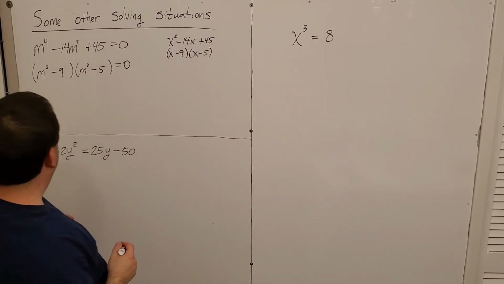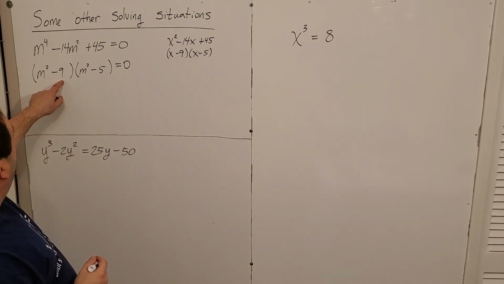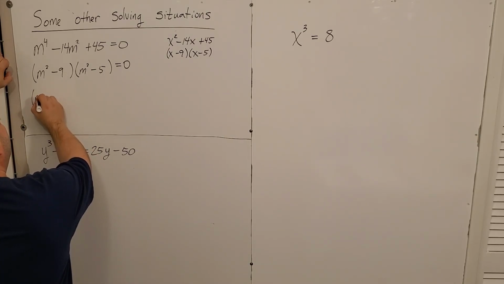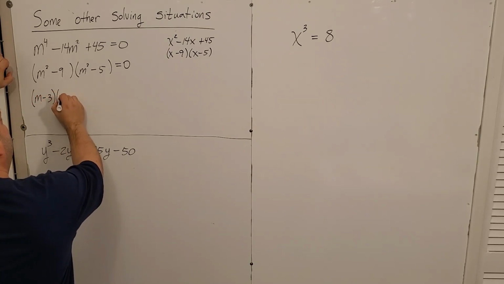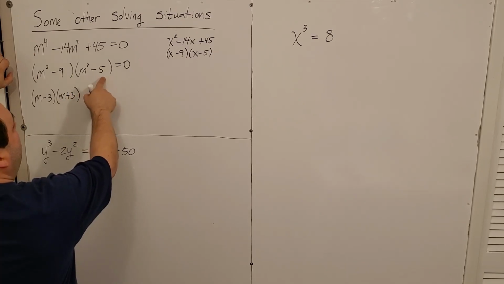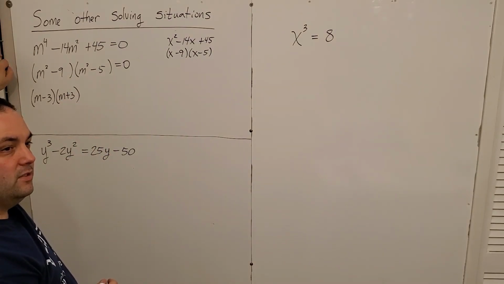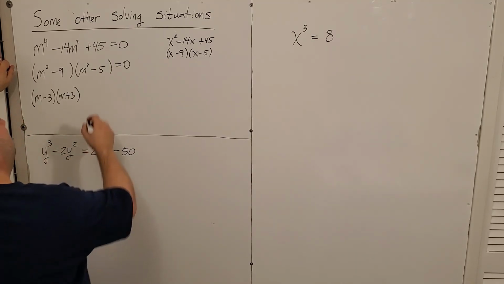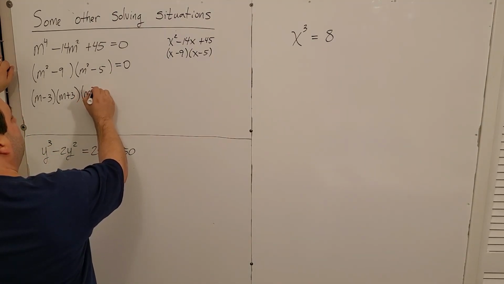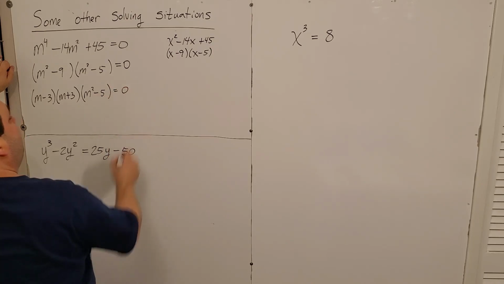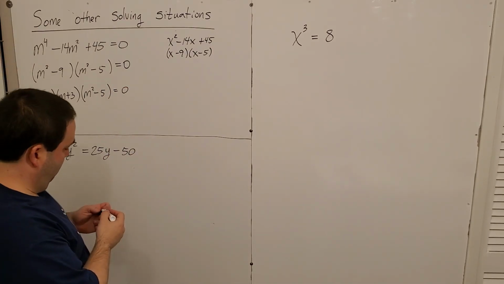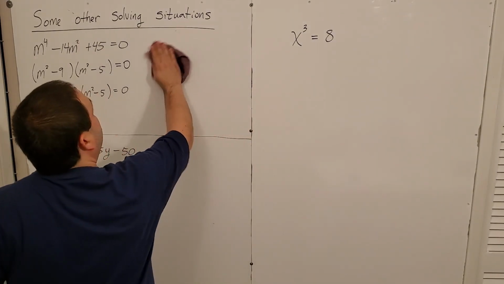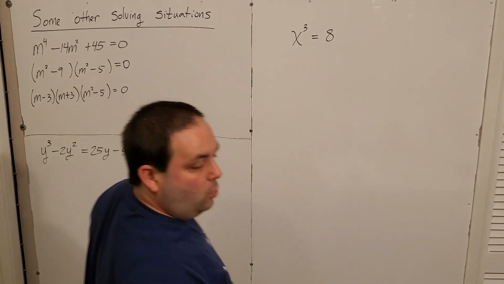Great. So the m squared minus 9 is a difference of squares. I can factor that further. M squared minus 5 technically is not a difference of squares. You could try to argue it, but we typically don't. So I'm just going to leave it as is, and I can still solve it. Now, let me get this out of the way, and let's just solve the one on hand here.